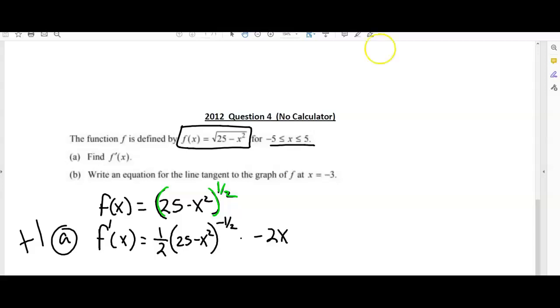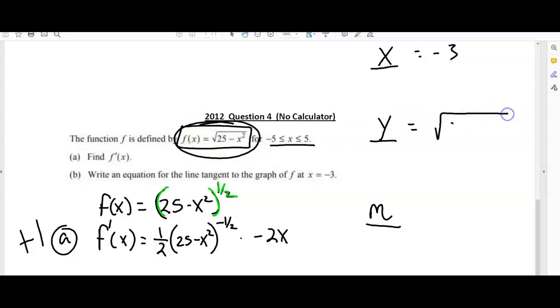Now, as you guys know, to write a tangent line, we need an x, we need a y, and we need an m. Now, my x is negative 3. My y, we can find that by plugging the number into the function. So that would be the square root of 25 minus a negative 3 squared, which is 25 minus 9, which is 16, the square root of which is 4. So now I've got my x, I've got my y.